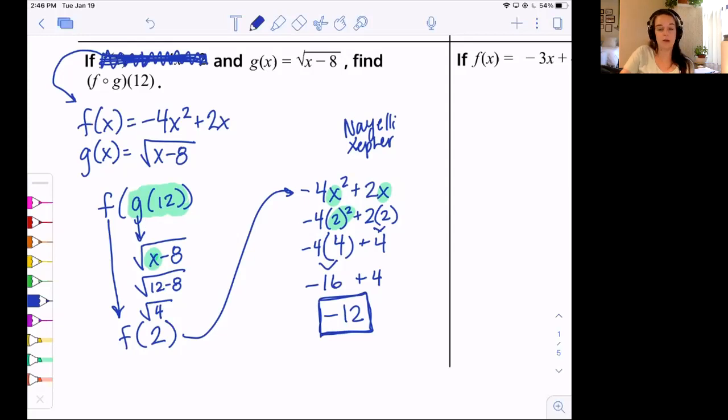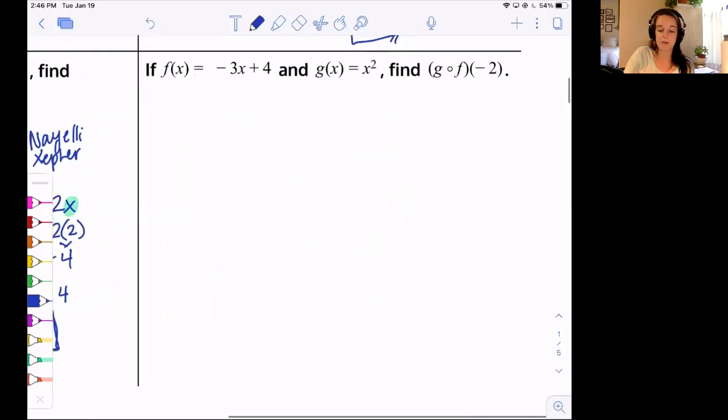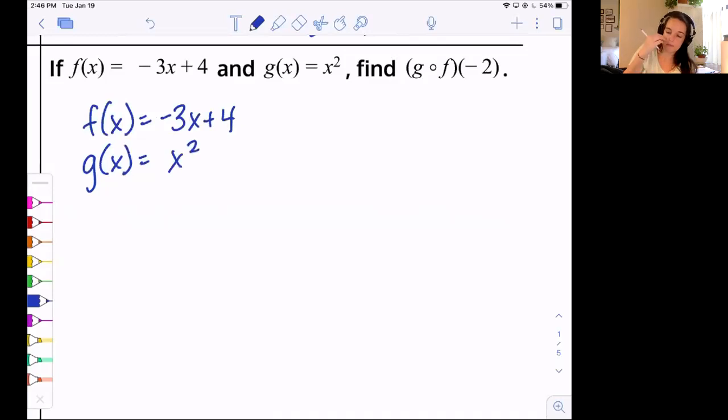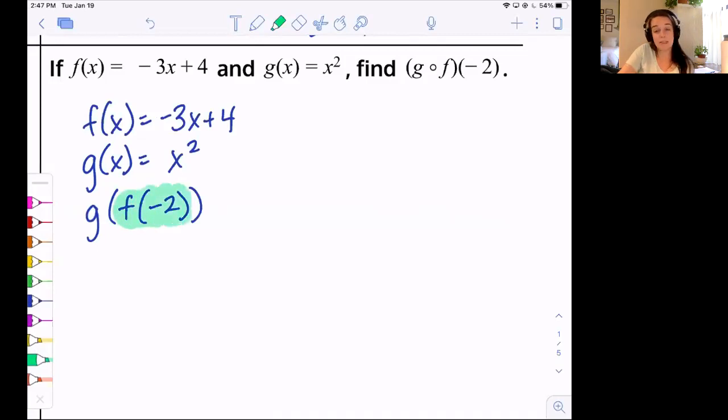All right, last example. I'm going to have you try this problem on your own. So we have f of x equals negative 3x plus 4. g of x equals x squared. And this time we're finding g of f of negative 2. So we're going to start with f of negative 2. We have been starting with the g functions. This time we're going to start with the f function.